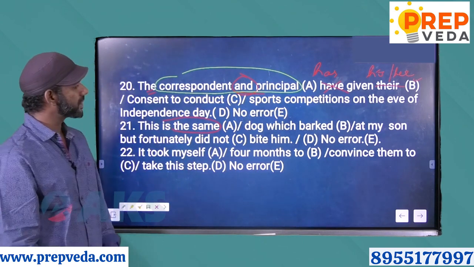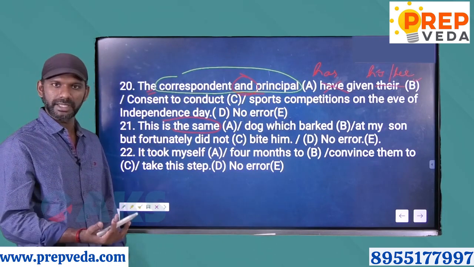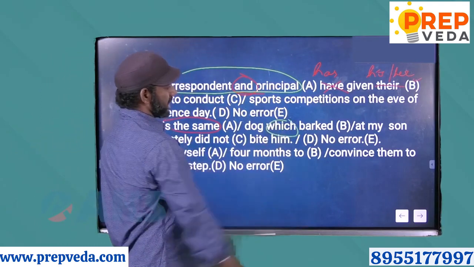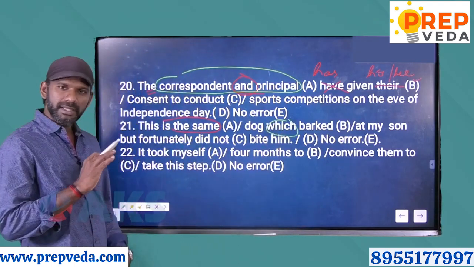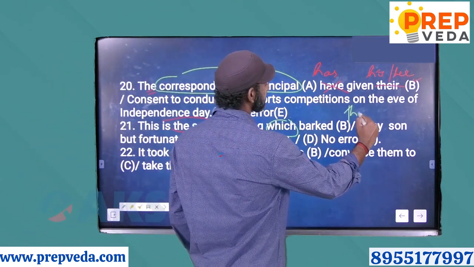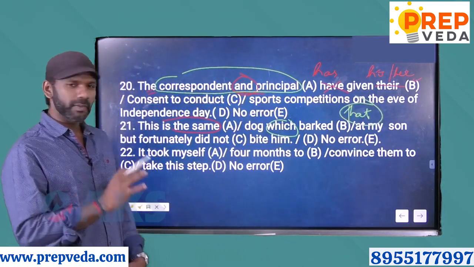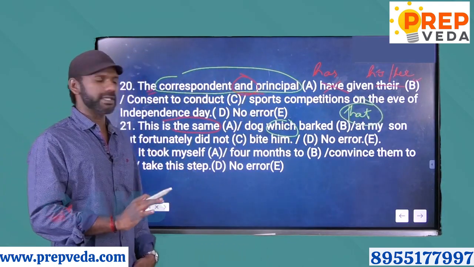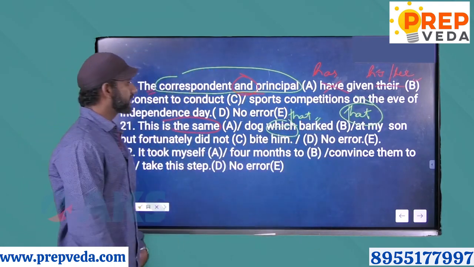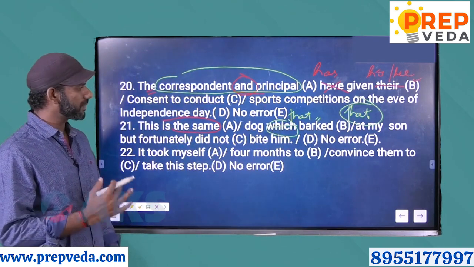This is the same dog which barked at my son but fortunately did not bite him. I told you, when we talk about something very specific, the relative pronoun that we need to use is "that". As we're talking about the same dog, a very specific dog, it cannot be "which", it must be "that". This is the same dog that barked at my son, but fortunately did not bite him.